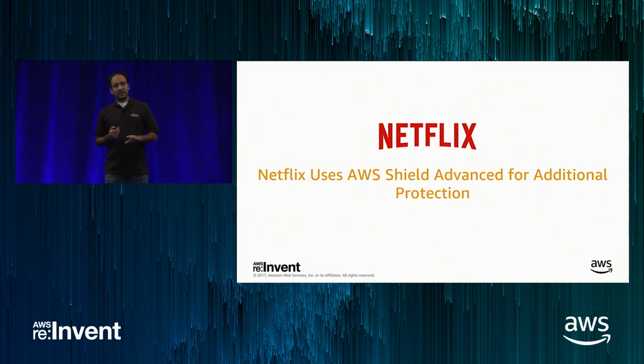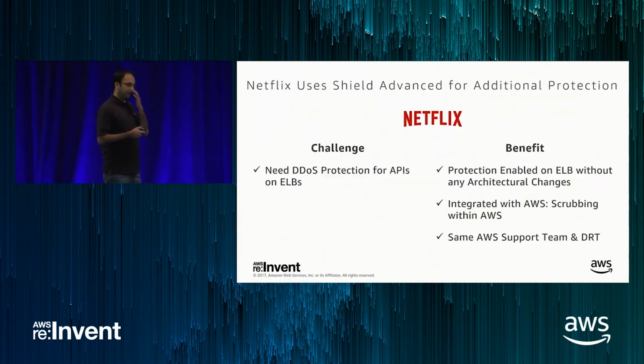Instead, let's talk about how Netflix uses Shield Advanced and why they use Shield Advanced, more importantly. Netflix uses Shield Advanced for their APIs on ELBs. And the good thing about Shield Advanced is that there is no configuration required.